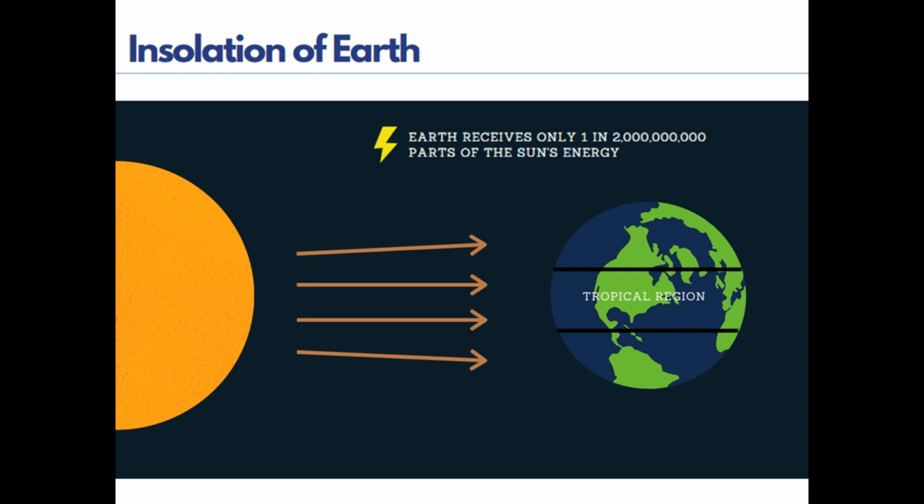And one of the aspects that influences the amount of insolation received is the inclination of sun rays. Sun rays fall directly on the tropical region, so insolation is higher there. Whereas the sun rays are slanting towards the poles, so there is a fall in insolation level. Because of this, the poles are covered with snow.